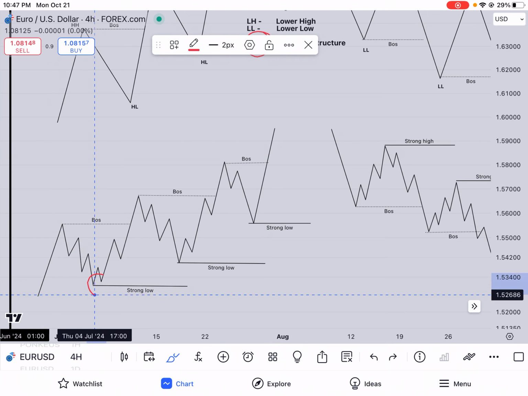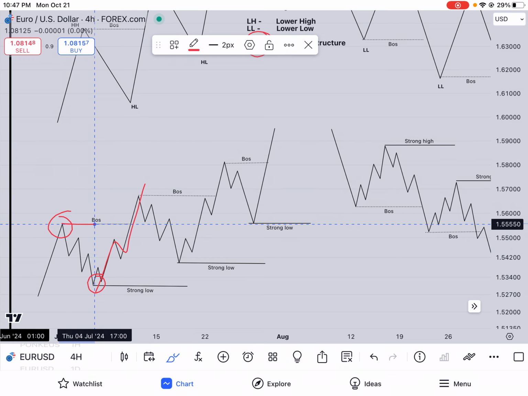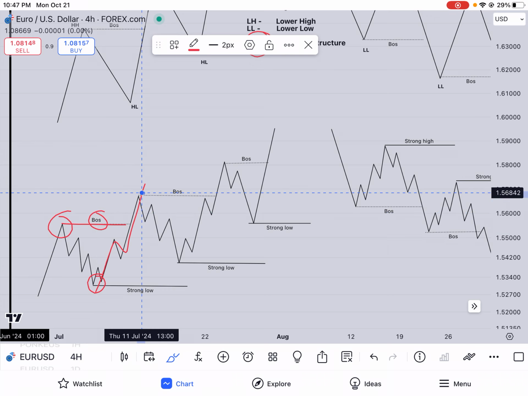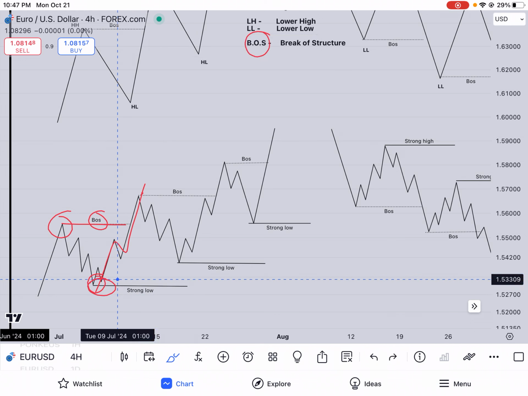But when the market got to this point, the market went and broke this previous high. That was why you see me write BOS. It broke this previous high in this up direction. Eventually, that's why we call this low a strong low. Before you can identify a low as a strong low, it must have broken the structure of the previous structure.